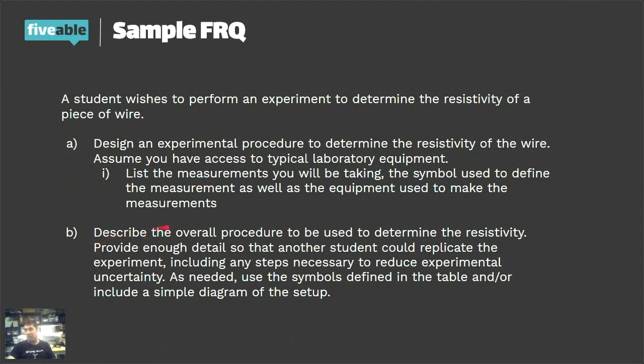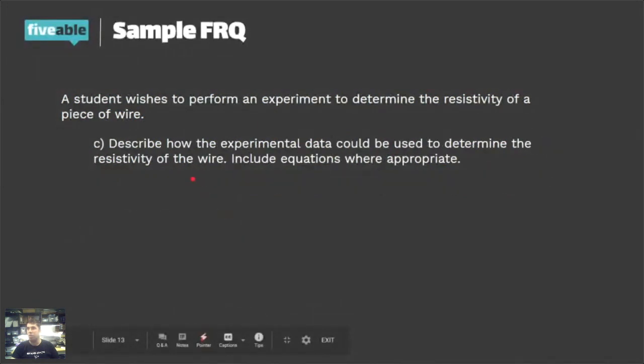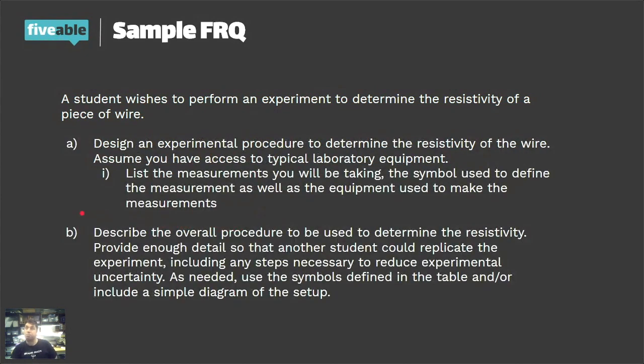Part B, where I was talking about describe the procedure, that one sounds like a paragraph because I really can't do a table or a list there like that. So part B really says procedure, written out paragraph form. And then when we get to part C, that's also going to be describe how the data. So again, we're looking at some sort of paragraph response for that.